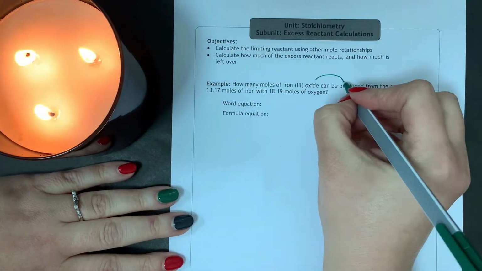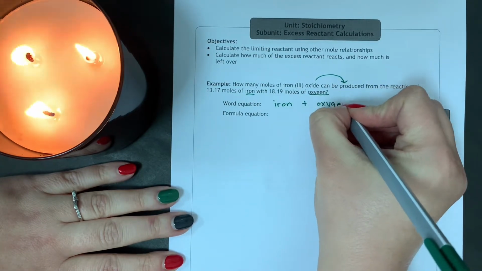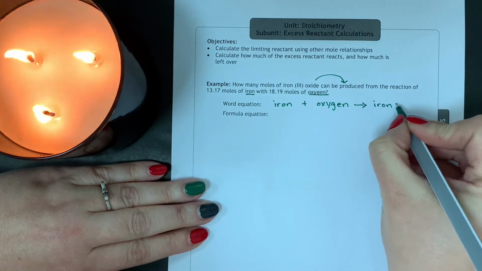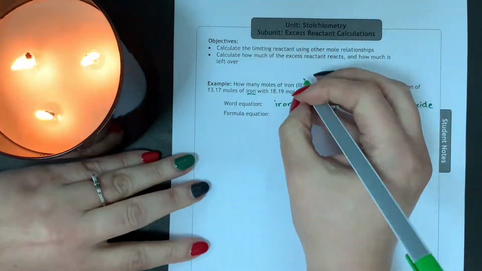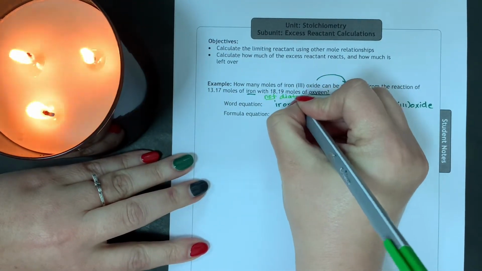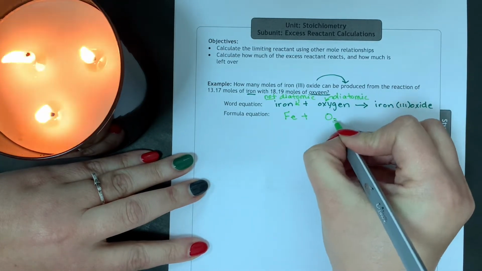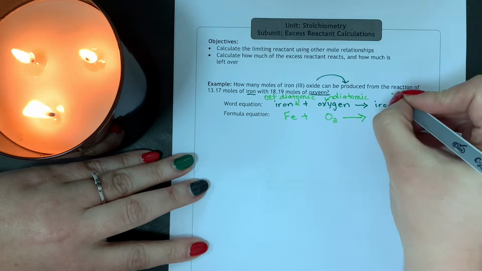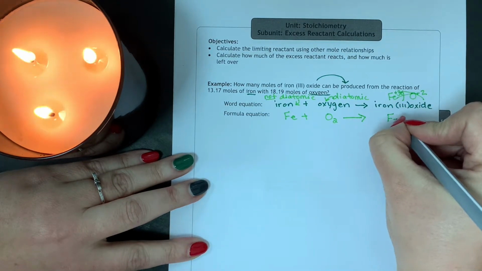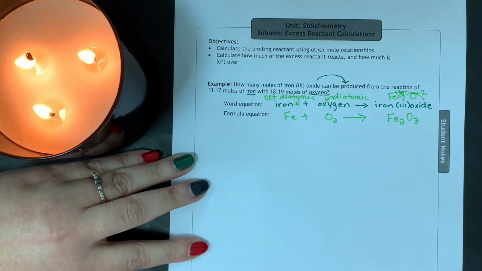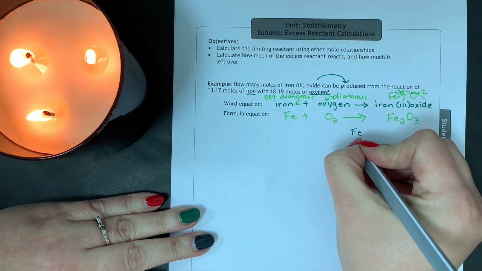The first example asks how many moles of iron oxide can be produced from the reaction of 13.17 moles of iron with 18.19 moles of oxygen. First, we're going to do the word equation and then bring down the formula equation. Iron is not diatomic, oxygen is, and iron oxide is ionic. So you're going to do the charge thing, cross it down, and you have your subscripts. Then we're going to balance the equation.